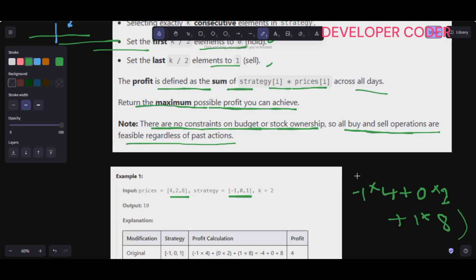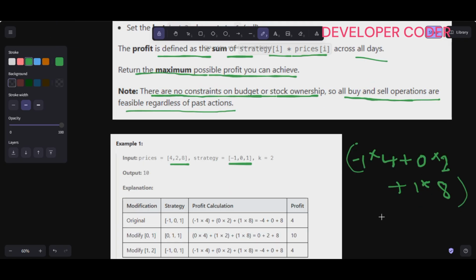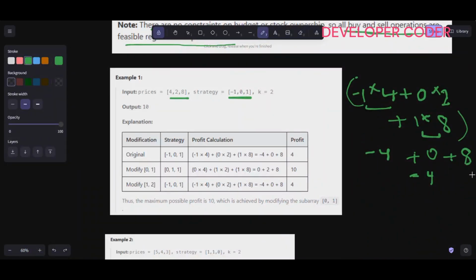So now what is the total profit? Here -1 into 4, -4 plus 0 plus 8, so that is nothing but 4, right? So 4 is the money earned by me, right? Okay, so here I'm earning money and here I'm losing money because I'm buying the stock, I'm giving the money to someone else, right? So now after that, what we need to do? So this is the profit, actual profit, okay, if I'm not doing any modifications.